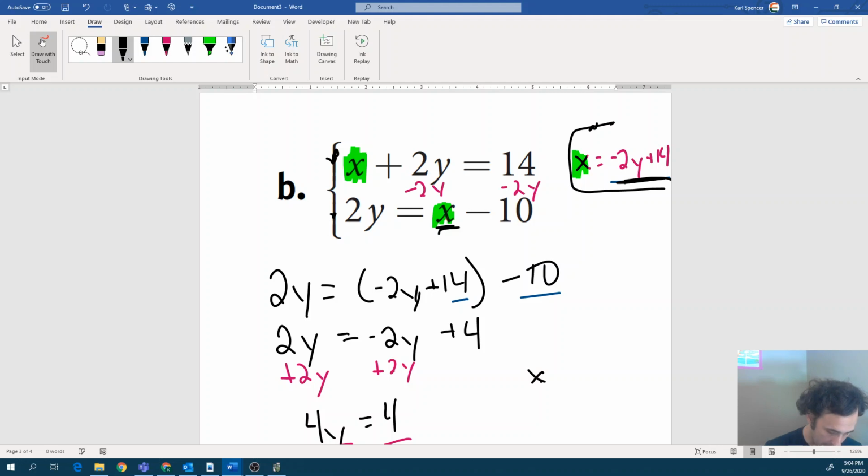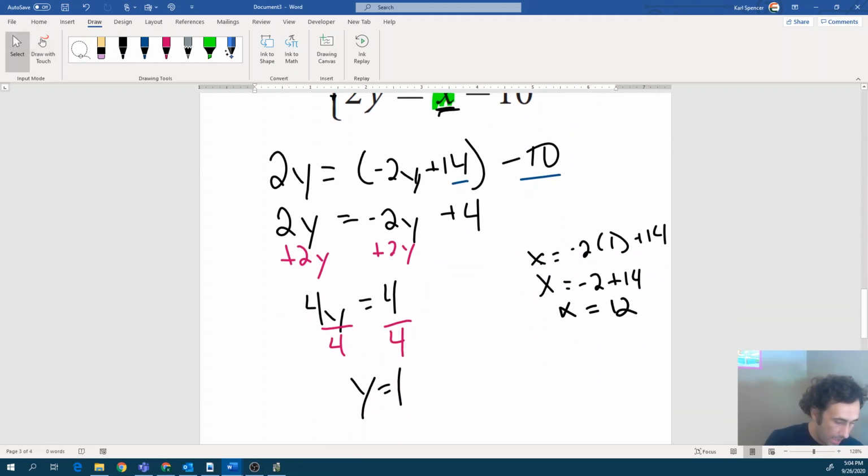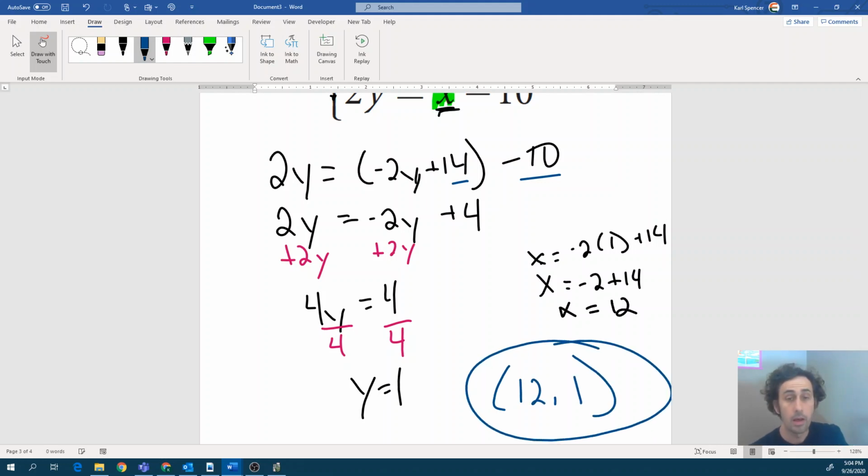So let's say x equals negative 2 times 1 plus 14. X equals negative 2 plus 14. X equals positive 12. So I have my x value, I have my y value, so my final answer is positive 12, positive 1. Again, I solved using substitution.